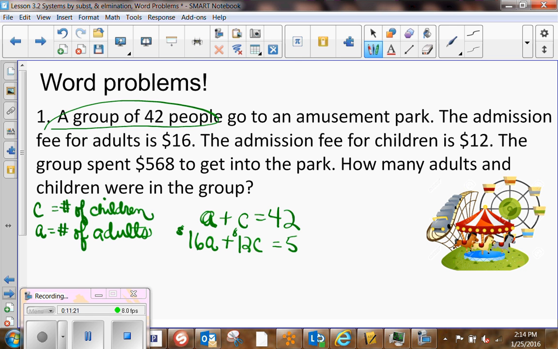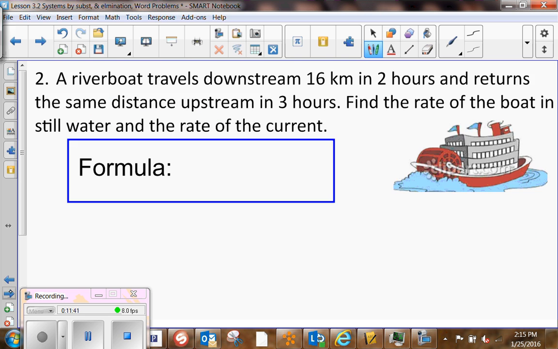$568. Now I've got me a nice little system of equations. You can solve it however you want. I'm not going to solve them for you. That will be for you to do. But I can see that elimination, substitution, you could even graph that if you wanted to. You could go ahead and do it. Yeah, I would. All right, the second one.